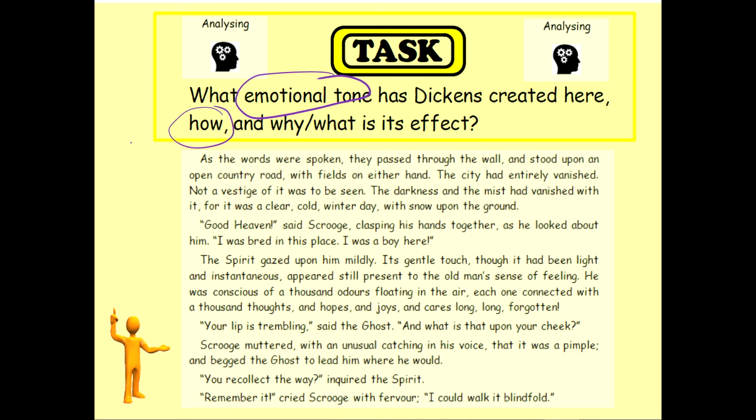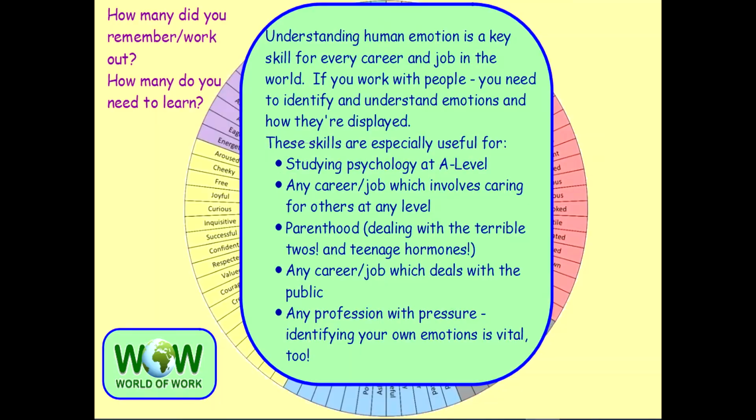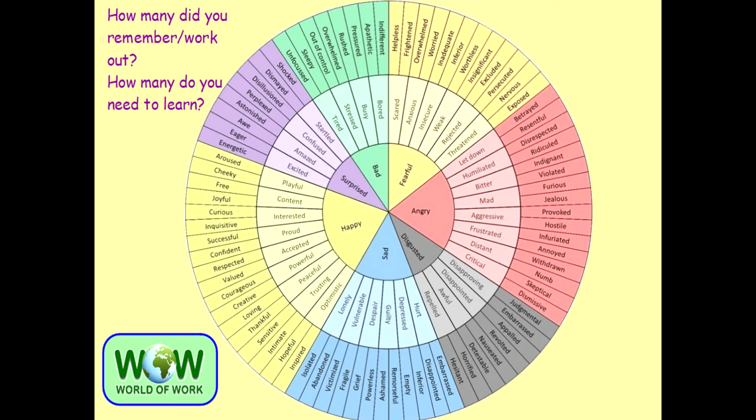Which methods have been used, because we must not forget methods, and why, or what is its effect on Scrooge and on the reader? Yeah. So what do we think then? What is the kind of emotional tone that's been set here? So use your wheel. Are we sad?